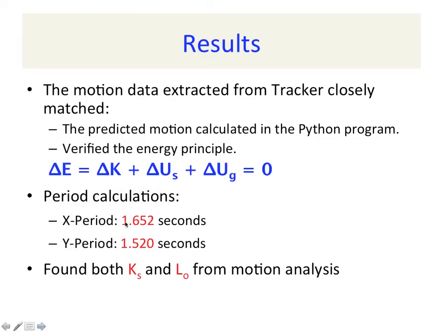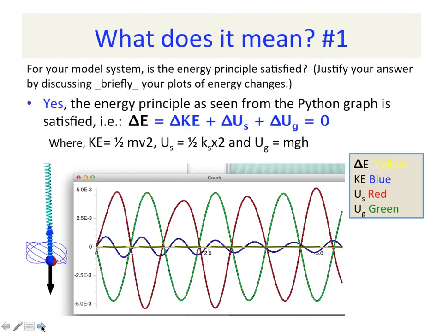Okay, so the results: we predicted the motion from the Python program. It matched very closely the data from the tracker. We verified the energy principle. We successfully calculated both the X and the Y periods. And we found the spring constant and the relaxed length of the spring.